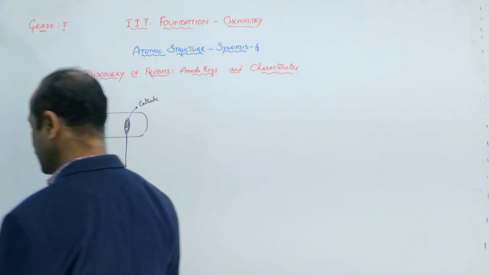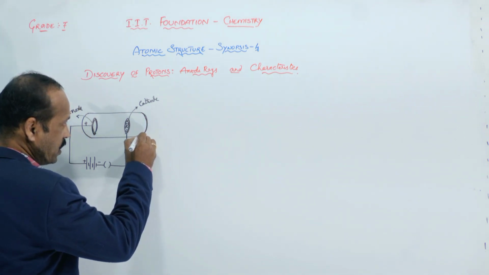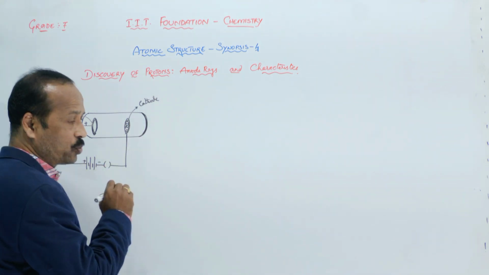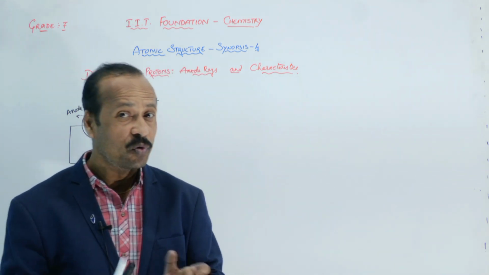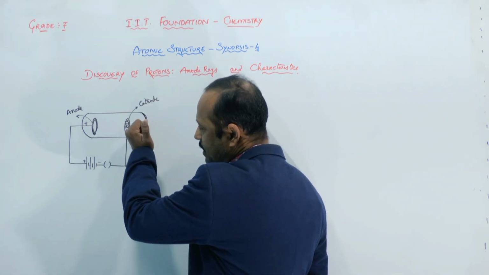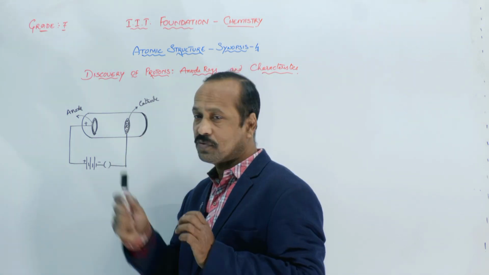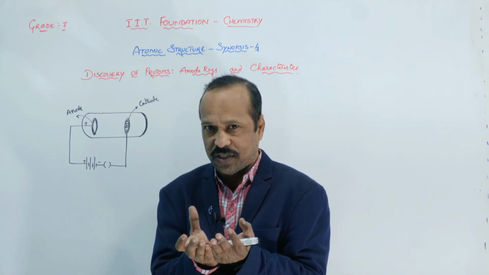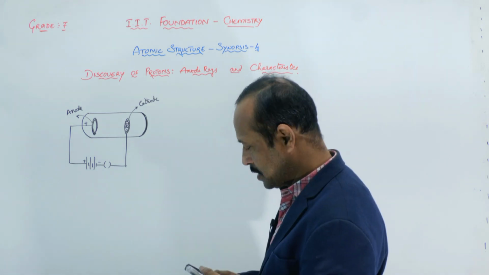And he arranged a screen behind this, which is called a fluorescence screen. Whenever a charged particle strikes this fluorescence screen, it forms sparks called scintillations. Okay, it forms sparks, right? So this was the arrangement.